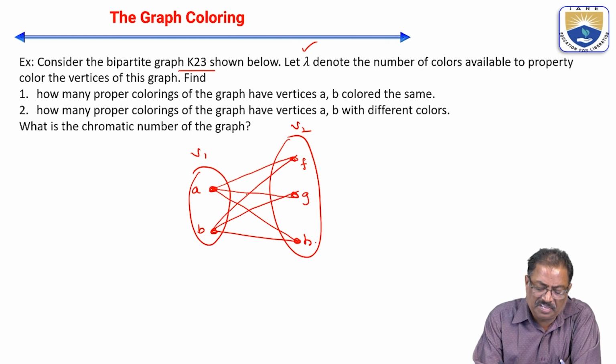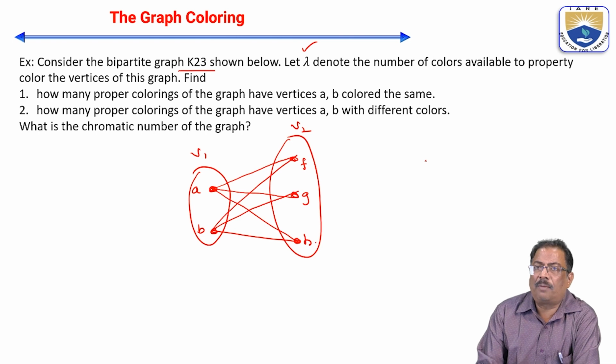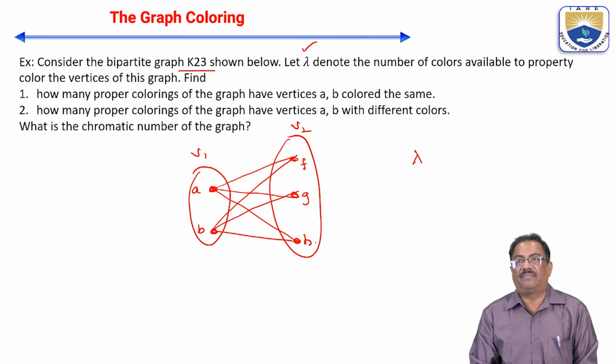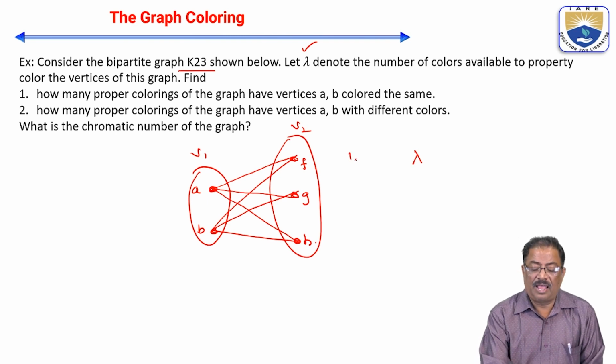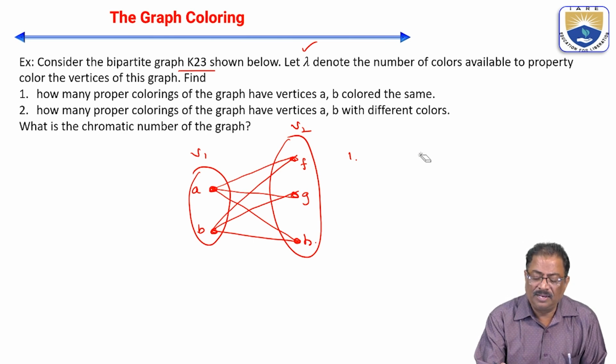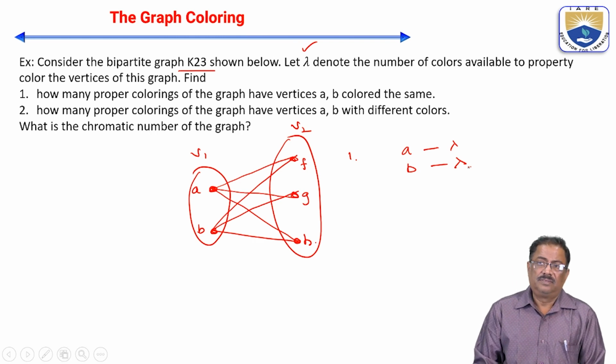So I can assign any one of the colors to A as well as B. So there are lambda colors. Subsequently, I can assign in lambda ways for coloring A and B. There is no constraint. A and B will have the same color. So I can assign A in lambda ways, and B also I am going to assign in lambda ways.